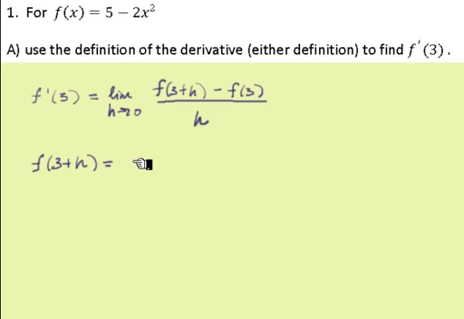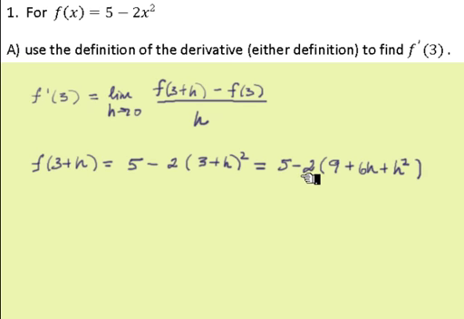First, f of 3 plus h, that's substituting in 3 plus h into this expression. That would be 5 minus 2. Instead of x, we write 3 plus h. Use parentheses. Okay, so we have 3 plus h squared. Let's square that out. We have to be careful with signs here. Okay, squaring this out. Keep it in parentheses. I'm just doing 3 plus h times 3 plus h. That would be 9 plus 6h plus h squared.